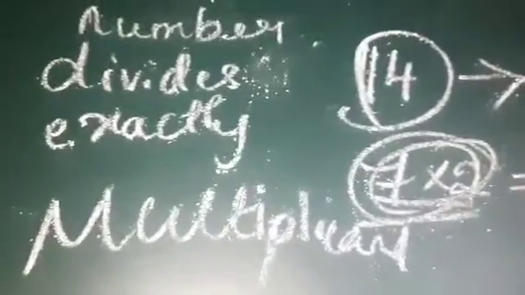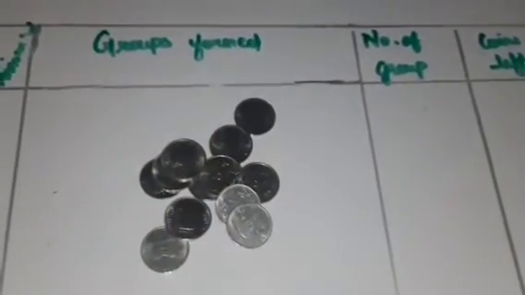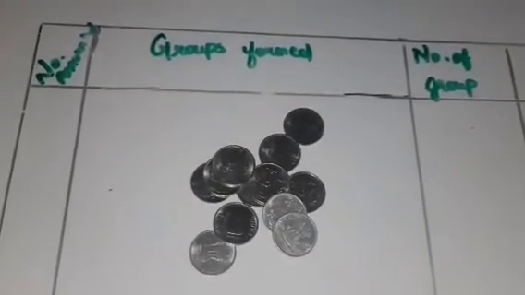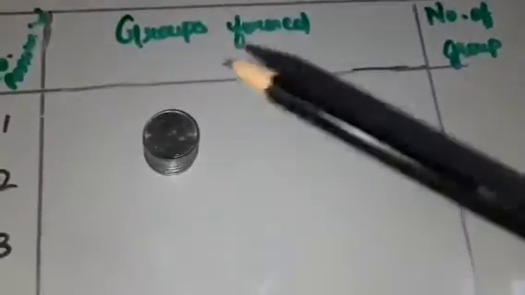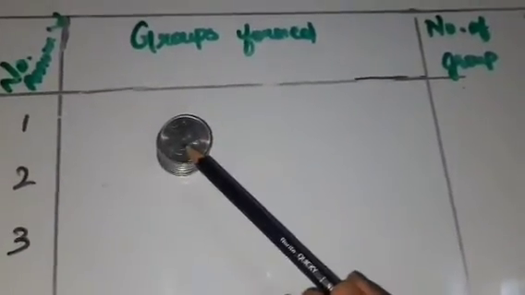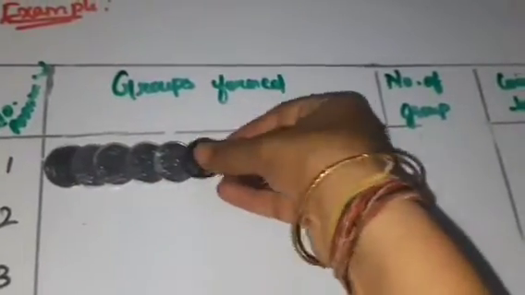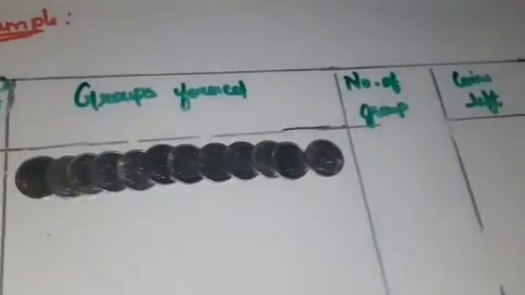Now let's get to know more about what is meant by a factor and multiple with an example. Example for factors and multiples. Now I have 12 2-rupee coins with me. So what I am going to do is arrange these coins in an order so that there is no remainder. We are going to arrange the coins according to the number that has been announced, one after the other as a group, so that there is no remainder.